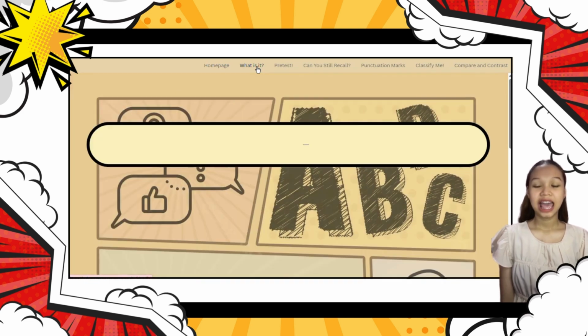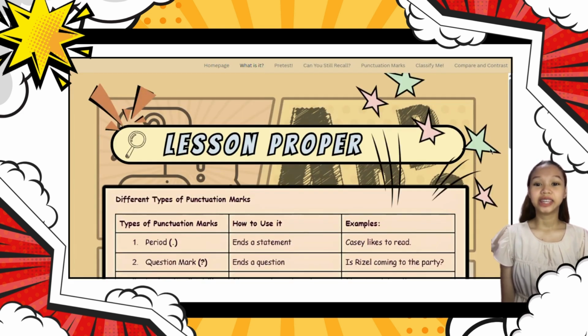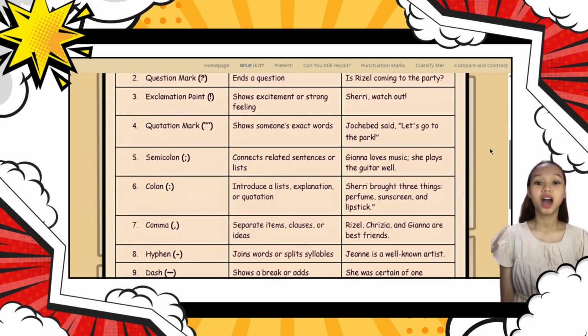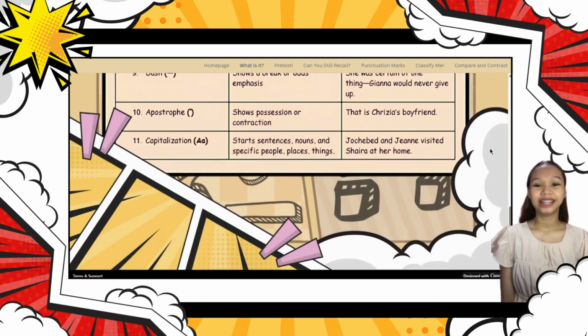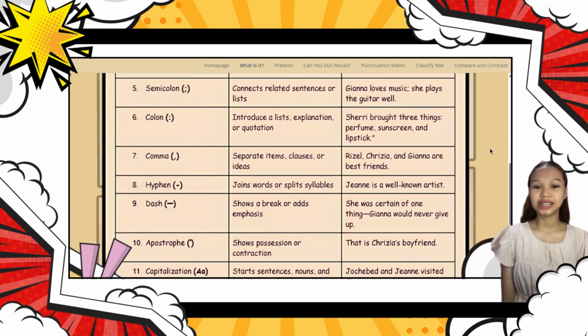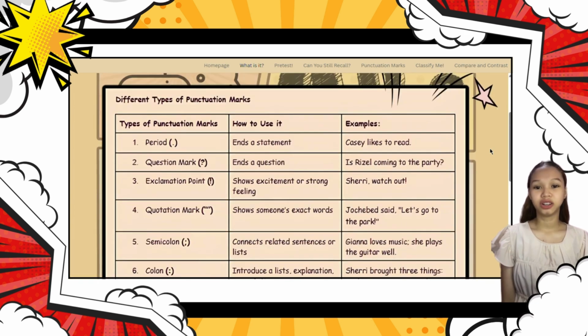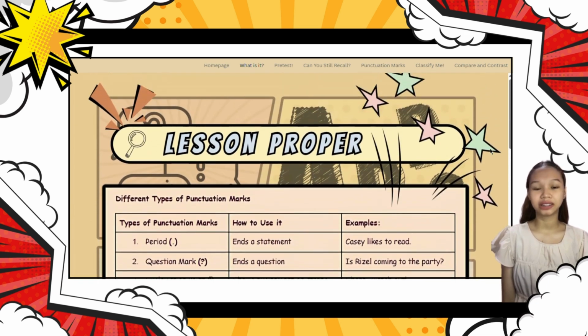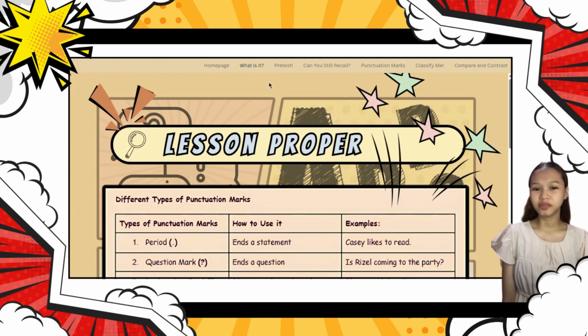Second, What Is It? This section provides the core lesson content. It defines punctuation marks and capitalization rules with clear explanations and examples. The layout is visually structured to make learning easier, especially for visual and special learners. We also embedded several interactive and creative activities that are also found in the module.